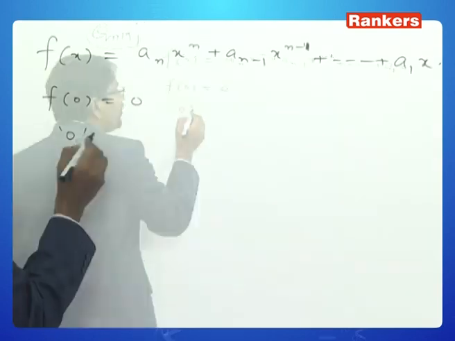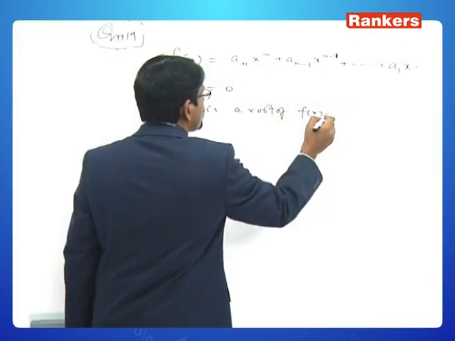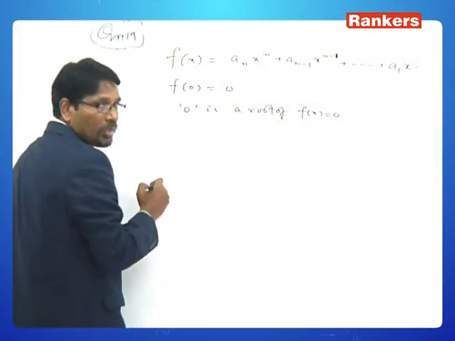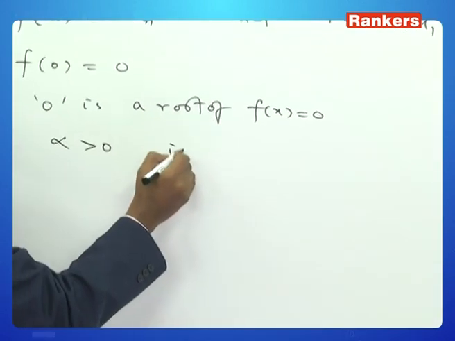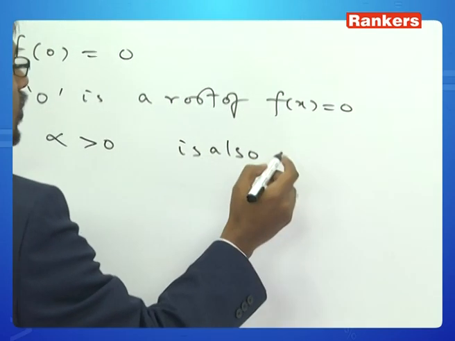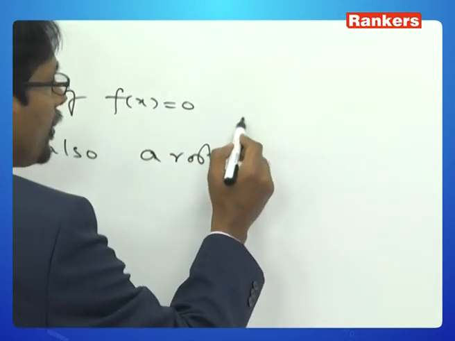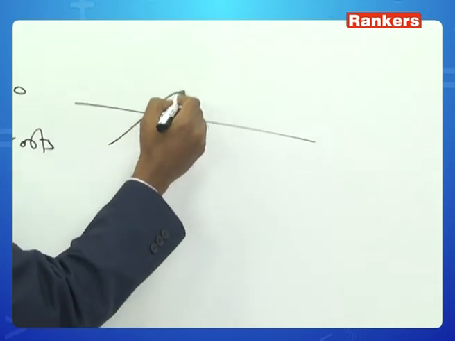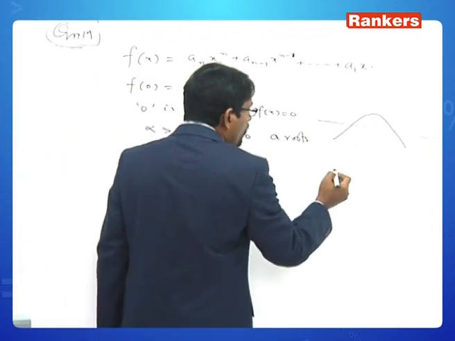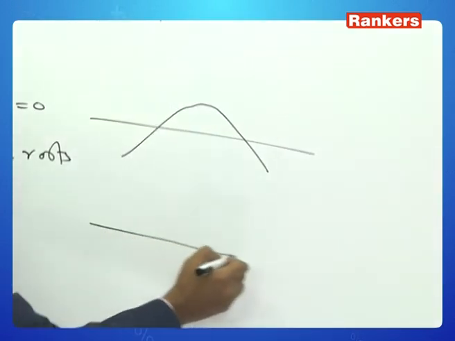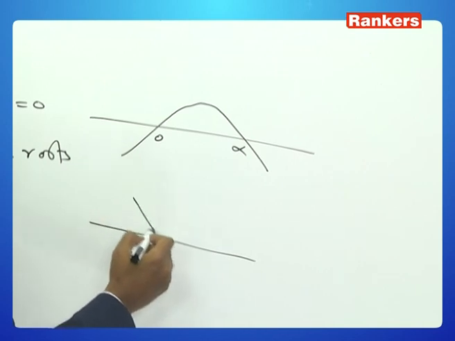So 0 is a root of f of x equal to 0. And he says it has a positive root. Alpha, the positive root, is also a root. So let's visualize this graphically. He says 0 is a root and alpha is a root. That's a polynomial equation. The graph could have been either like this, where this is 0 and this is alpha, or the graph could have been between 0 and alpha going down like this.